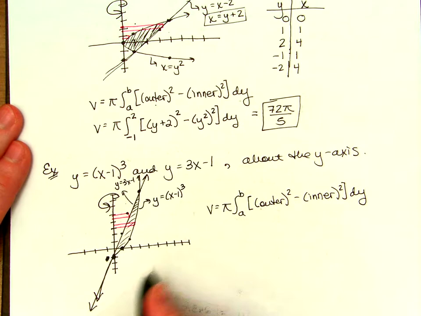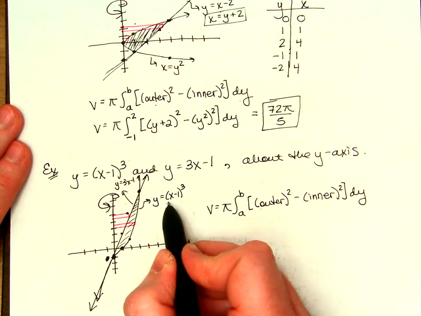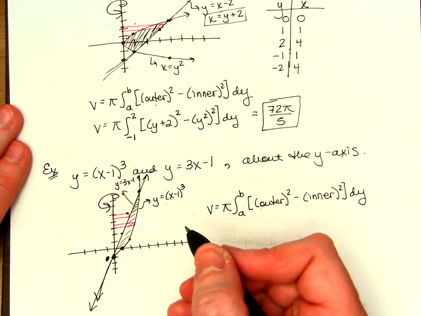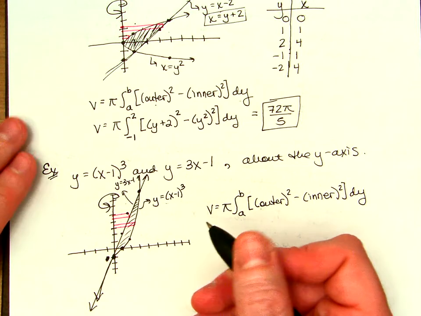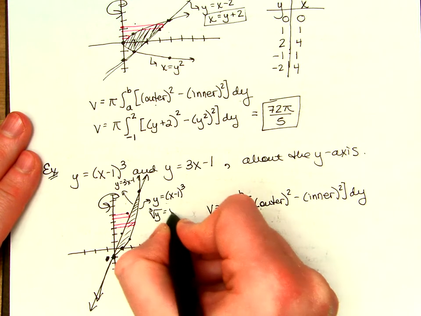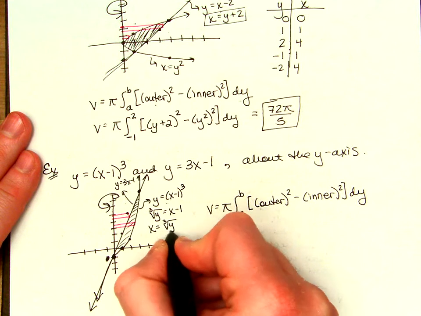Outer radius goes to the cubic function, but you can't use it the way it's written. You can't say y equals x minus 1 cubed. You've got to solve that thing for x. You need a function of y rather than a function of x. I'm going to say cube root of y equals x minus 1. So x is going to equal cube root of y plus 1.